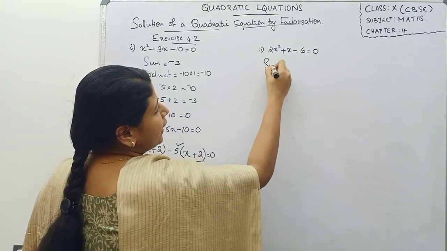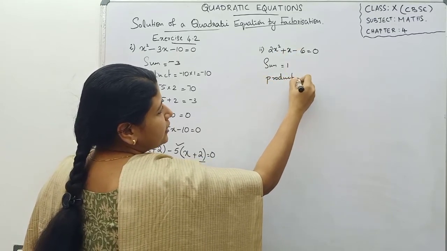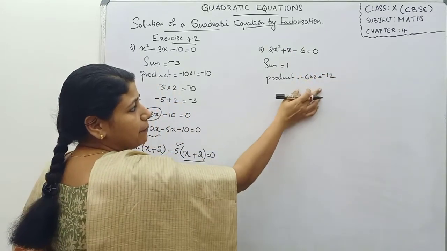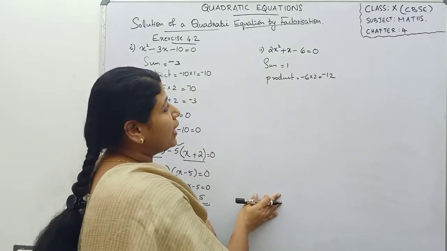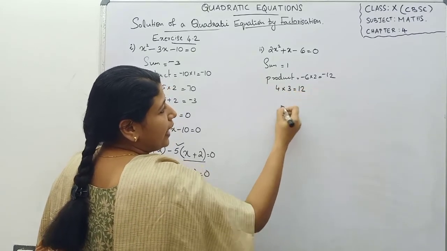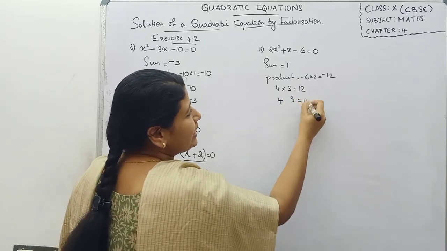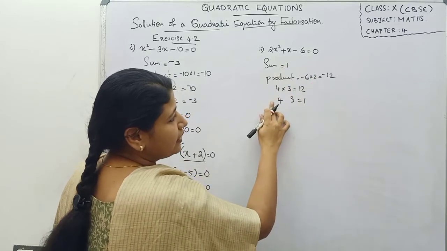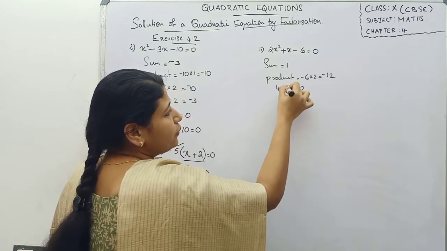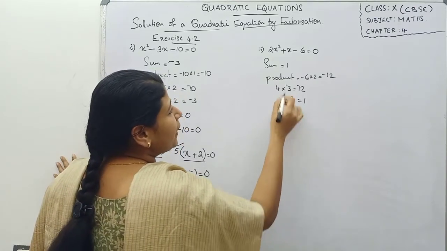So here also we need to find the sum. Sum is 1. Coefficient of x is 1. And product is negative 6 into 2, which is negative 12. According to this, the product is negative 12. 4 into 3 is 12 and 4 minus 3 is 1. That we know. The sum or the difference of 4 and 3 will give you 1. We need positive 1. That's why we have to take this 4 as positive, isn't it? So 4 minus 3 is 1 and 4 into negative 3 is negative 12.